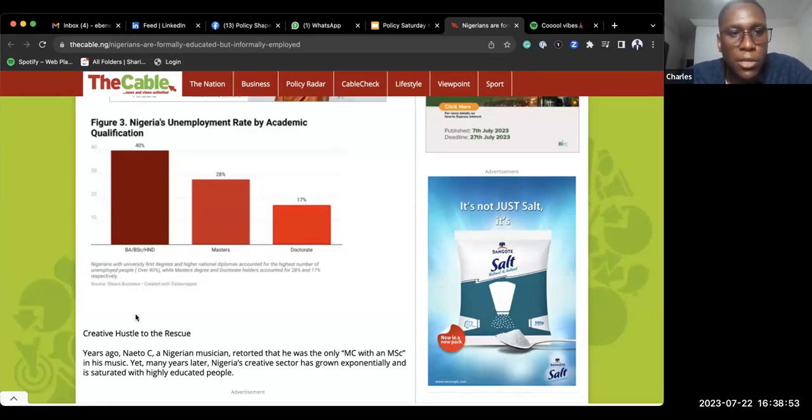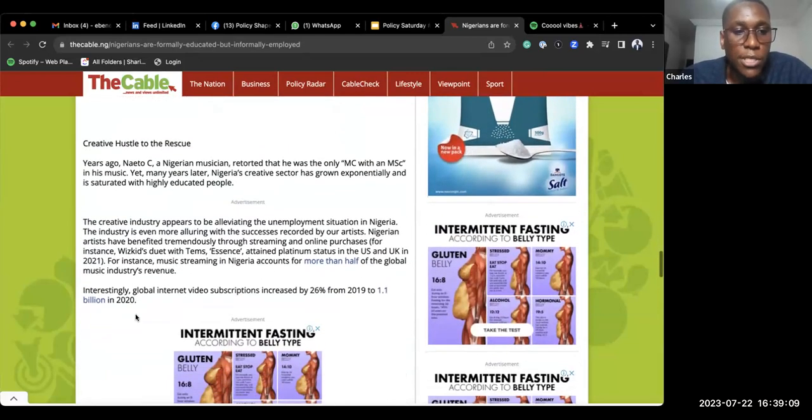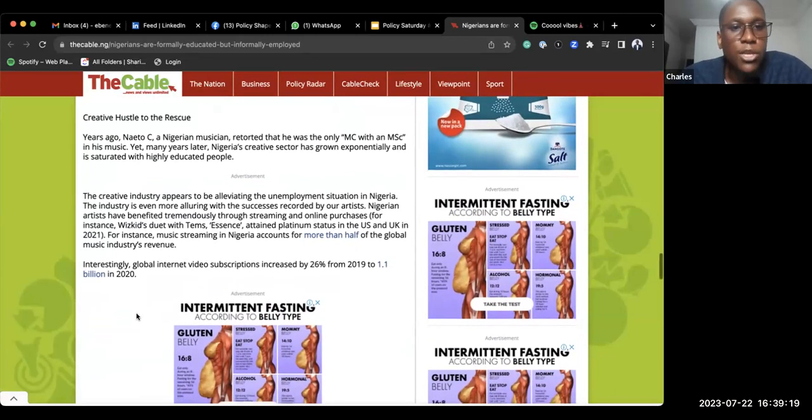And then we talked about Nigerians' unemployment rate by academics. So it's like the more you're educated, the less you get employed, right? So doctorate 17%, masters 28%. It's not encouraging as at the time we wrote it. We talked about creative hustle. So Ebenezar talked about how you can make it a bit fun. So we tried to talk about MC with an MSc.